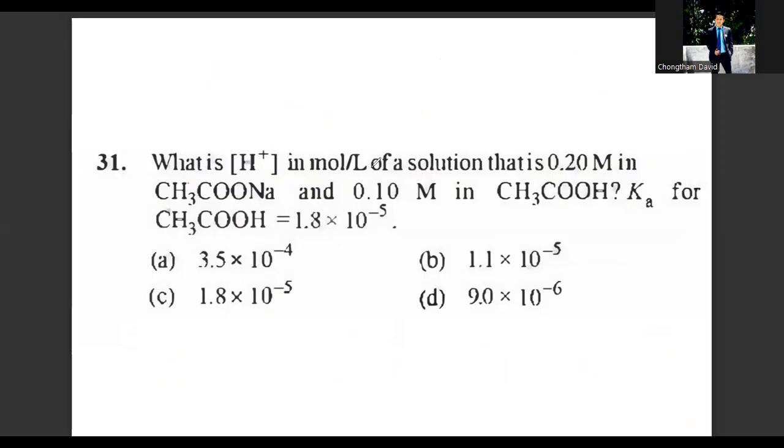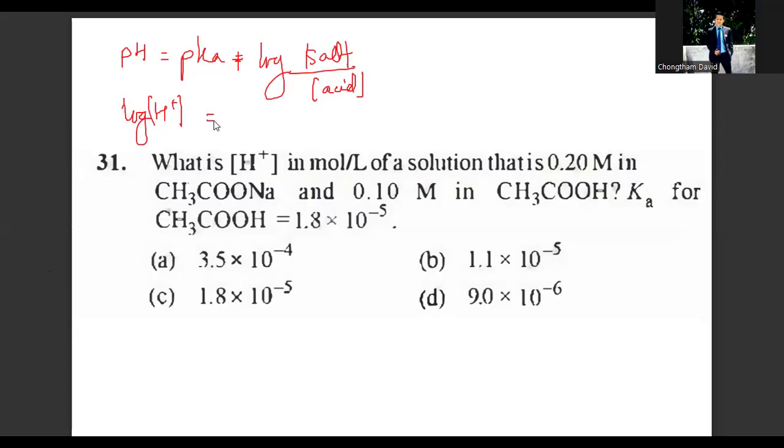So 31 would be calculated by using Henderson's equation, because whenever buffer is present, we can use this relation, pKa plus log salt by acid. Clear? So this is Henderson's equation, and by application of the definition, that is negative logarithm of hydrogen ion, I have removed the negative part and then introduced here inside. So salt by acid concentration.